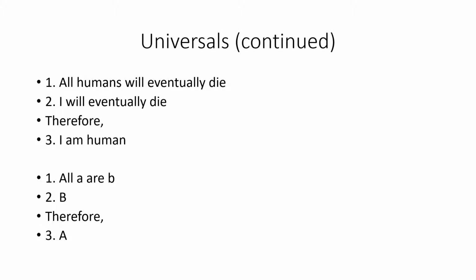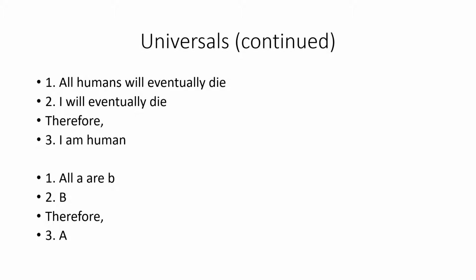So when we're dealing with universal premises, all we can say about the premise is that all of a particular kind of thing will hold some kind of particular property. In this case, all humans will eventually die. So as we can see with this argument, all humans will eventually die, I will eventually die, therefore I am human. As we've seen in previous tutorials, this is invalid, because just knowing that I'll eventually die doesn't mean I am human.